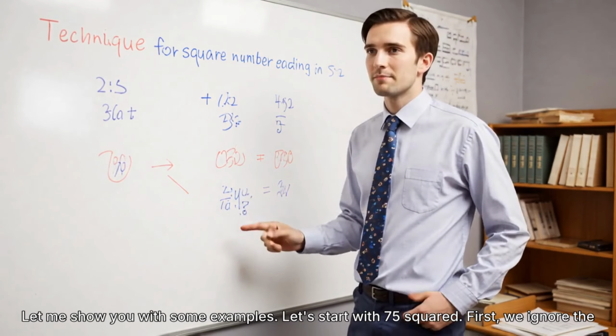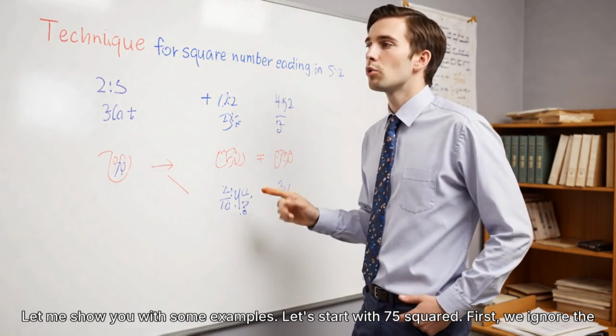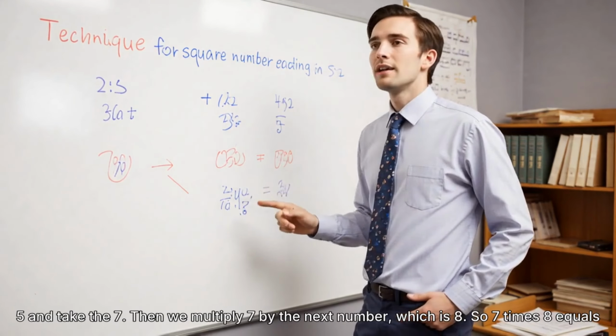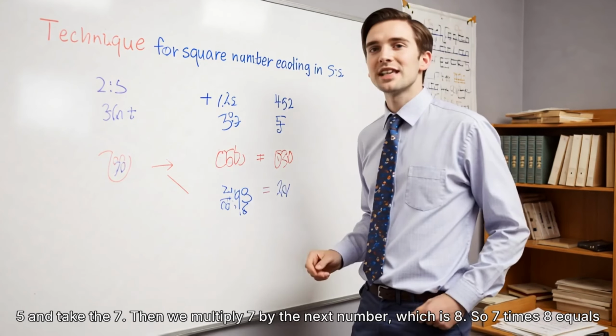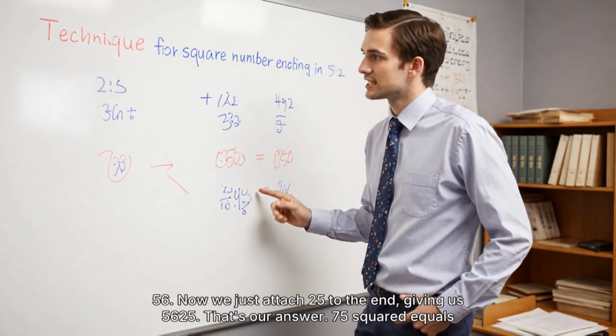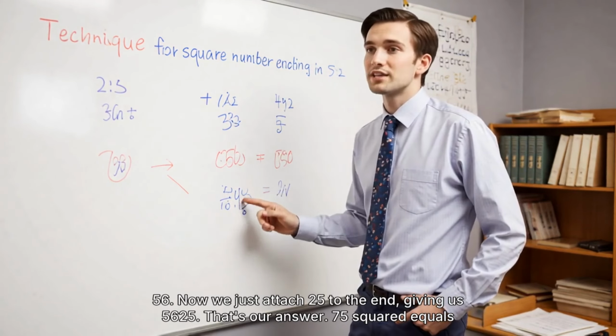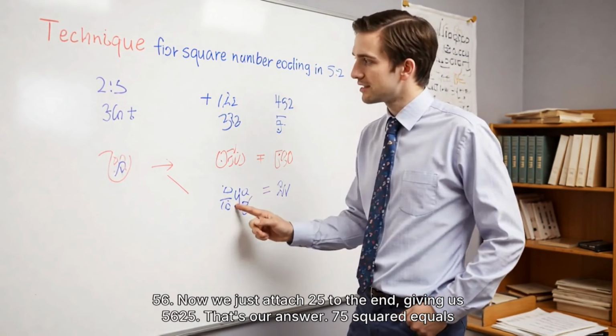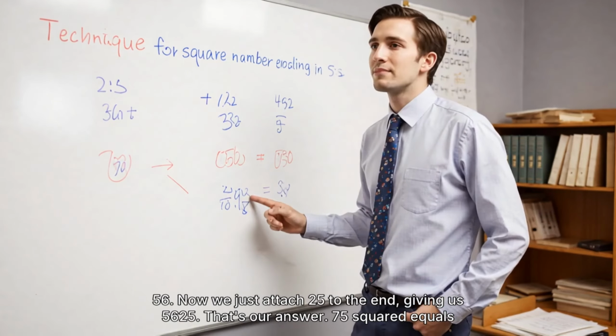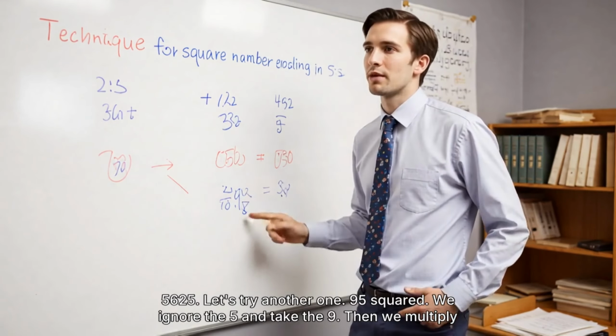Let's start with 75 squared. First, we ignore the 5 and take the 7. Then we multiply 7 by the next number, which is 8. So 7 times 8 equals 56. Now we just attach 25 to the end, giving us 5625. That's our answer. 75 squared equals 5625.